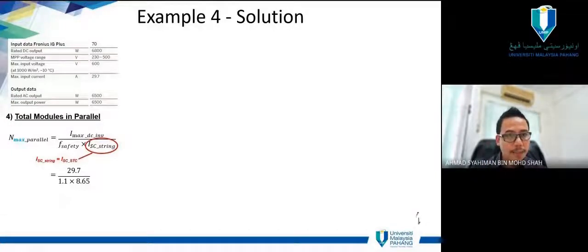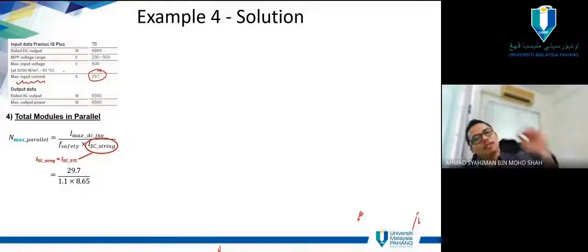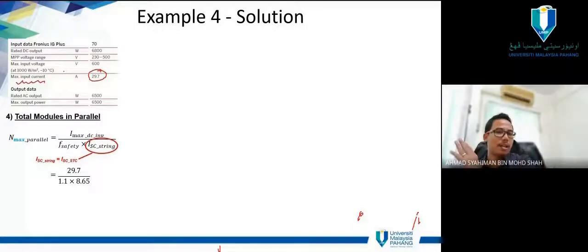Dia ada maximum input current, nampak ni? Maximum input current ni daripada modul tu masuk. So input current for the inverter comes from the output current from the modules. So 39.7, then 1.1 is the safety factor that I told you. If value is not given, you take 1.1 for the safety factor. Dan ini from the modules. Then awak akan dapat 3.1213 which is the 3.